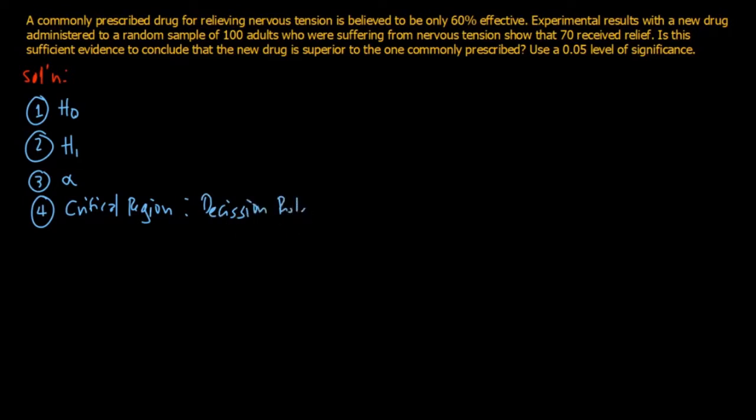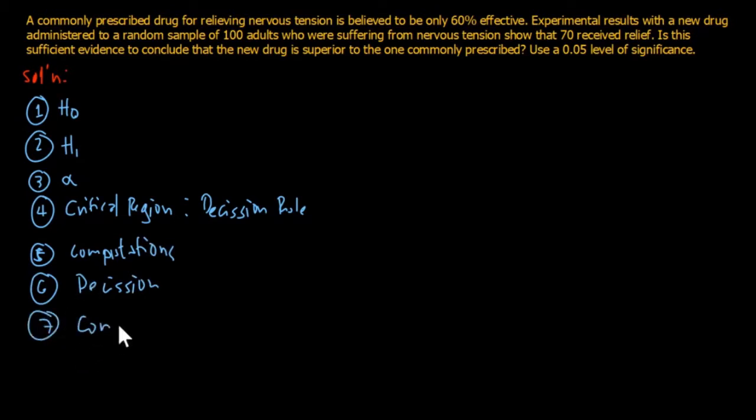Okay. The next one we will have our computations. Okay. Then the sixth one we have our decision, and the last one, the seventh, will be our conclusion. Okay, so these are the steps in solving this problem.